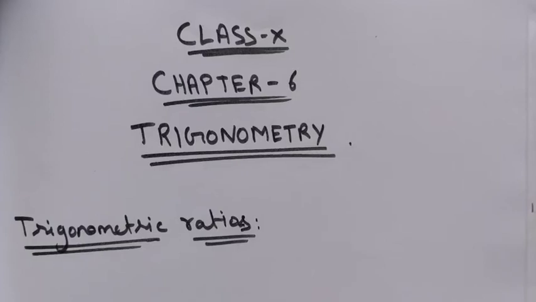Students, class 10 chapter 6 trigonometry. Today we are going to see the trigonometric ratios and reciprocal complementaries and its identities, right? Here especially trigonometry is defined through a right angle triangle. Without the right angle triangle we cannot find the angles or sides in a triangle.